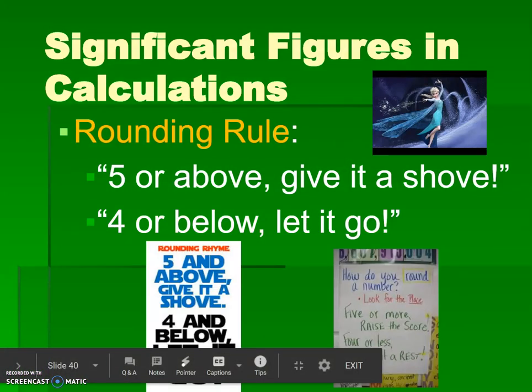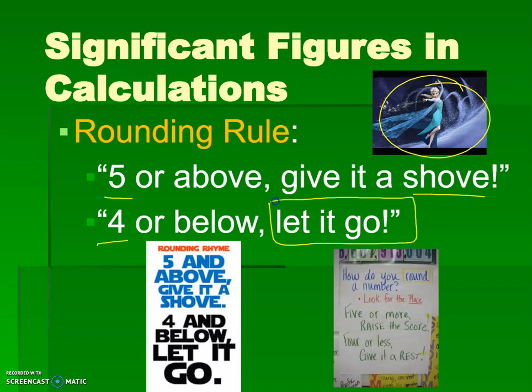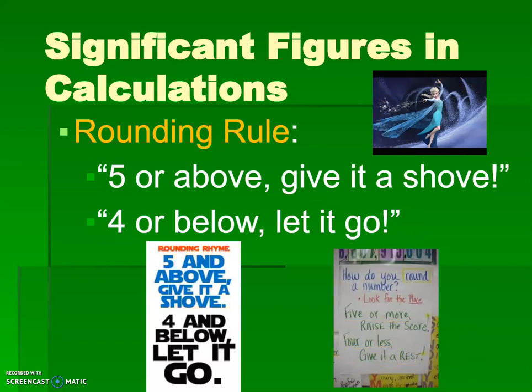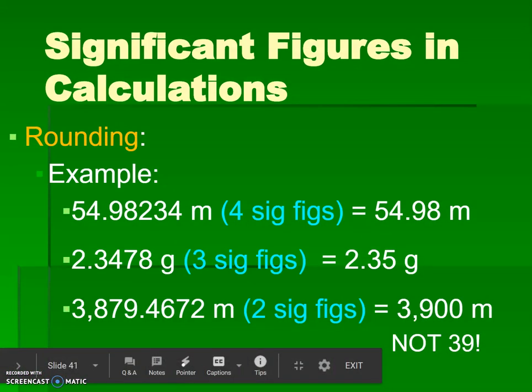So first things first, we have to know how to round. Everybody knows the saying, 5 or above, give it a shove. 4 or below, like Elsa said, let it go, let it go. Other people say 5 or more, raise the score. 4 or less, give it a rest. Totally up to you, but we do need to know that because rounding is a very major part of what you do with your answer once you've calculated it.